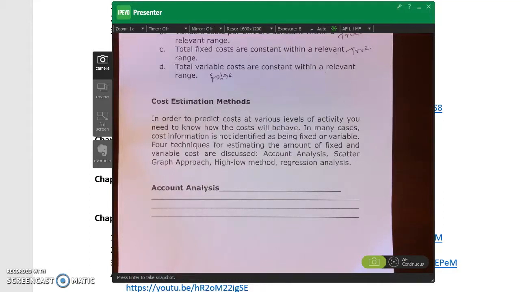Welcome to the second lecture video, chapter 4. In this one we're going to talk about cost estimation methods such as account analysis, and we'll talk about the high-low method as well, and we'll briefly talk about linear regression.